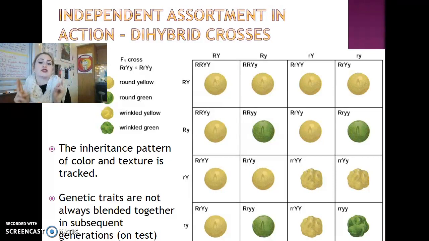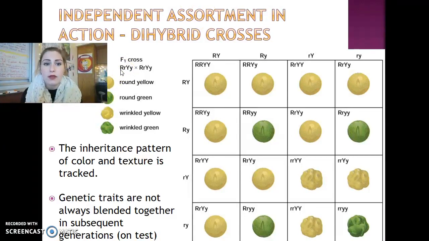So the genetic traits are not always blended together in subsequent, or later, generations. That's what subsequent means. But we do see them getting passed on, and sometimes they do get a mixture of both. So the way that we start this out, I'm going to have my parents.